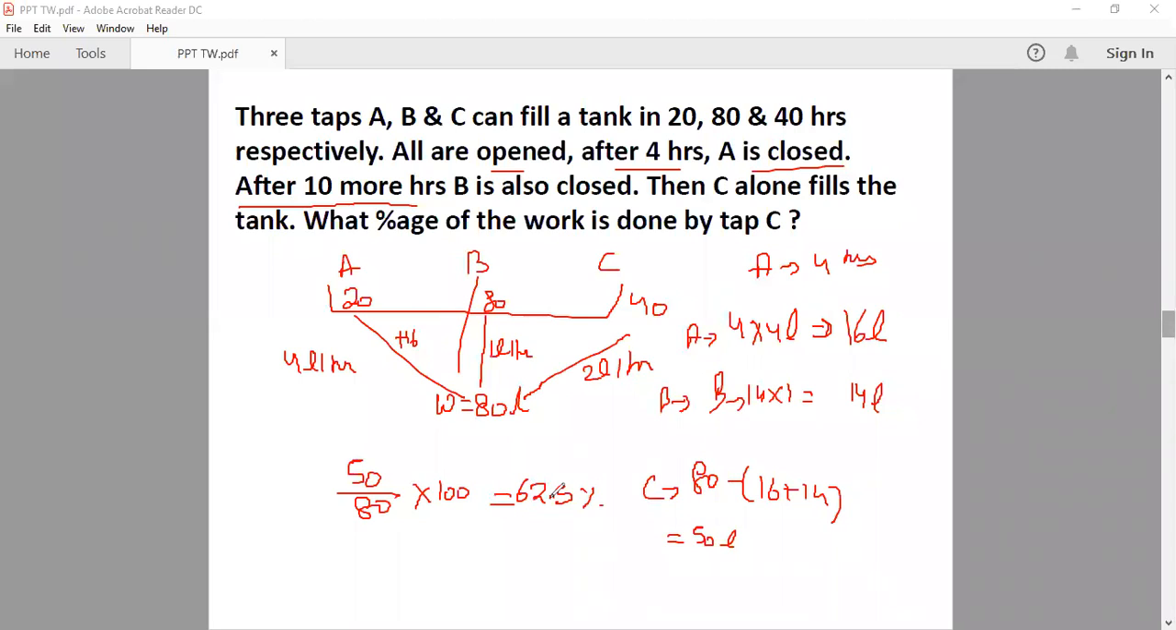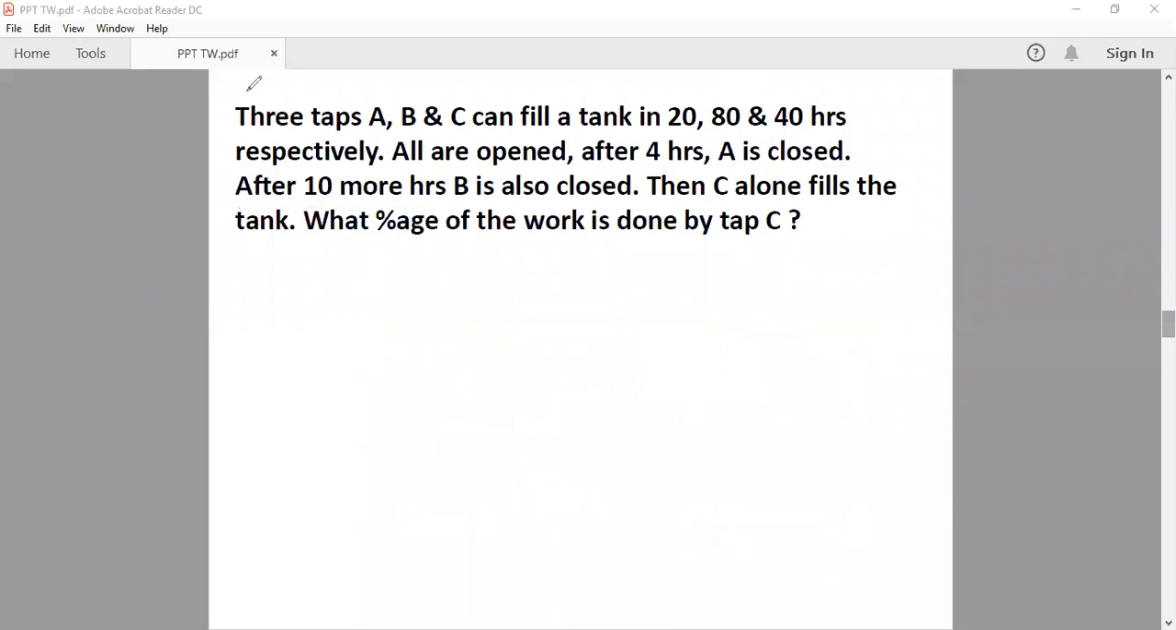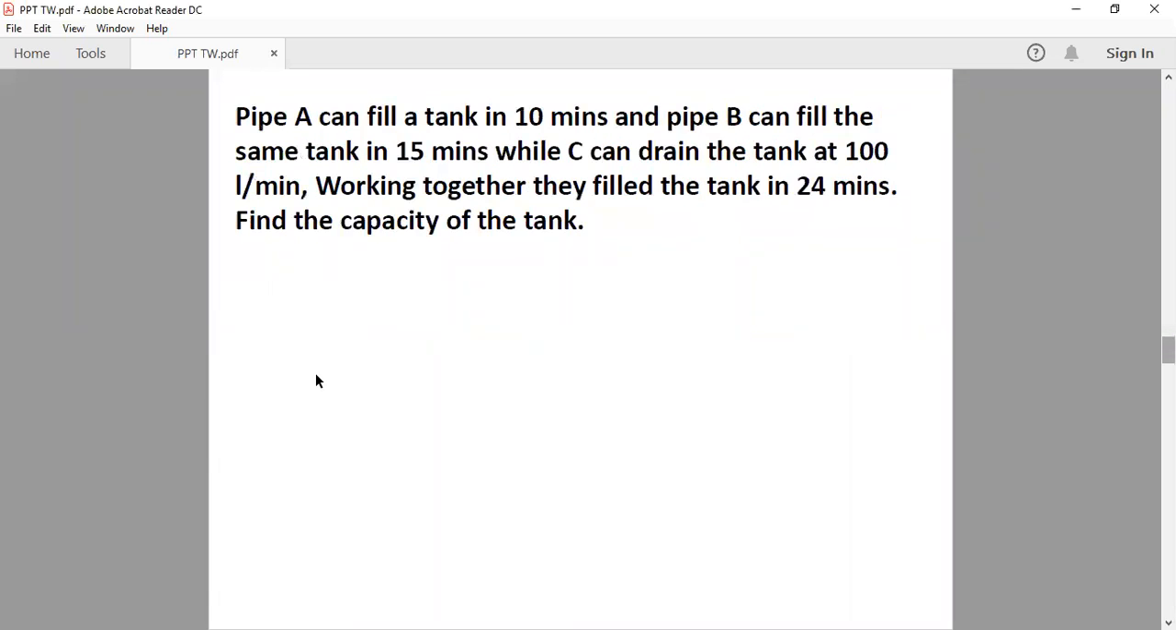Okay, is it clear to everyone? Okay, let us proceed now. Try this now.